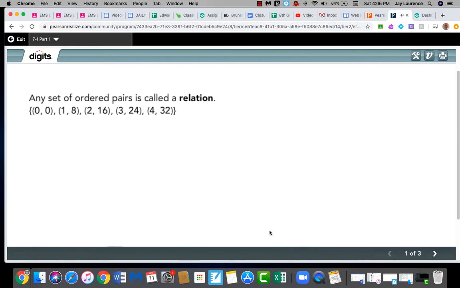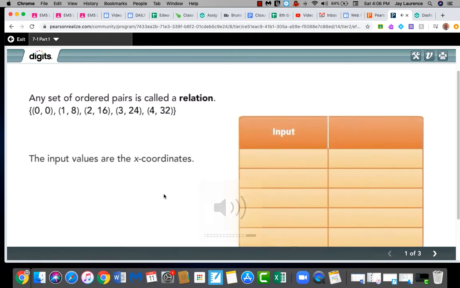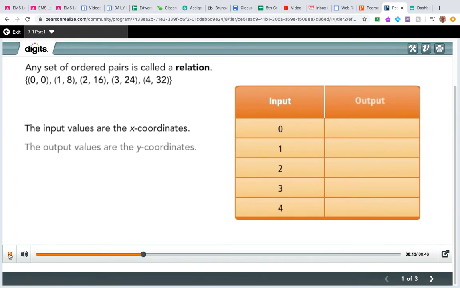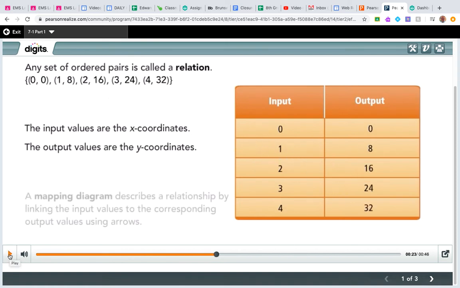Any set of ordered pairs is called a relation. The input values are the x-coordinates. The output values are the y-coordinates. So this should be review. You should be going ahead and copying this down. Okay, you've got the ordered pairs, x before y. Input is always x, output is always y. All right, there you go.